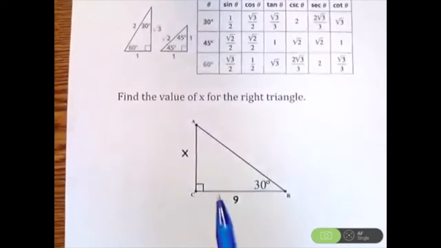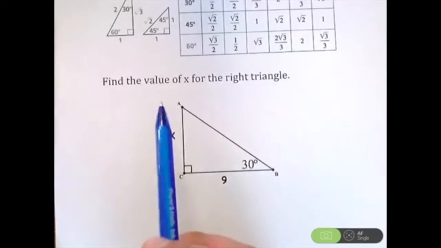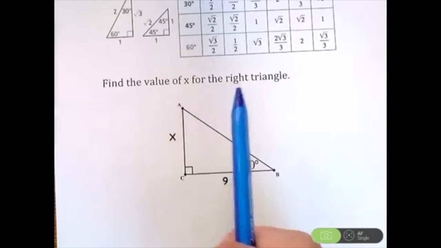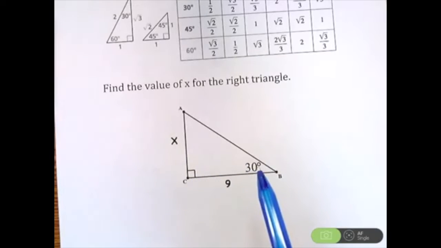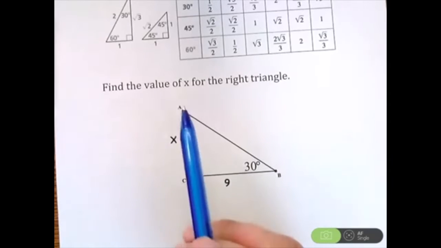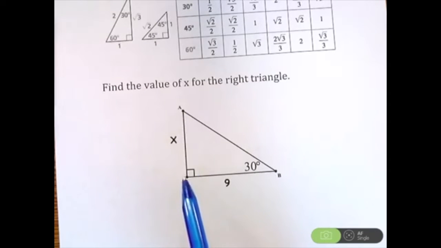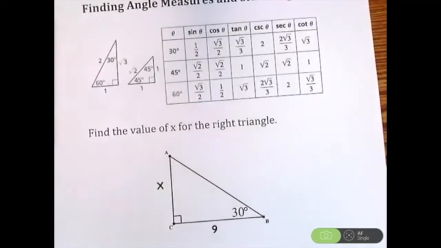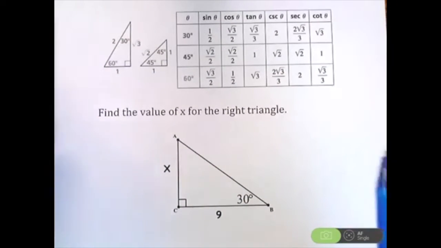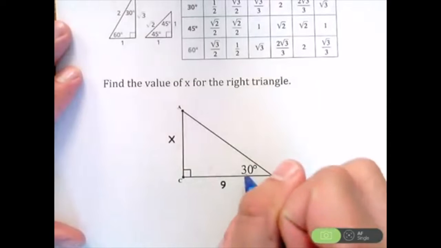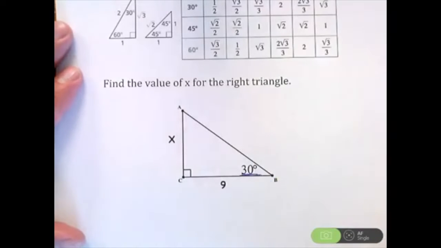So the first problem I want to start with is: find the value of x for the right triangle. So I have a right triangle here. Looks like this angle measure B down here is 30 degrees. We got a side length of 9, another side length of x. Since we are focusing on trigonometry, and trigonometry is all centered around the angles, the first thing I do is pick out what in the world we even have. So we're going to focus everything around this 30 degrees.